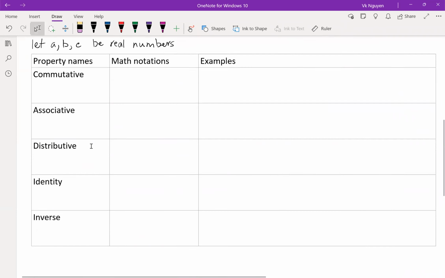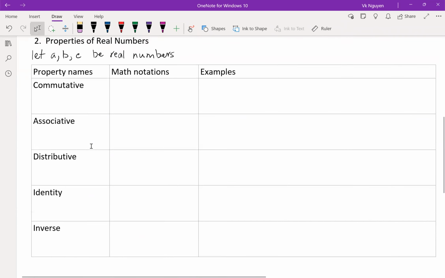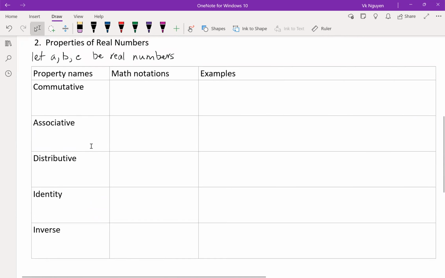Let's move on to the second part: properties of real numbers. Let A, B, C be real numbers, then we have a bunch of properties. The first one is commutative. Notation: A plus B is the same as B plus A. A times B is the same as B times A.